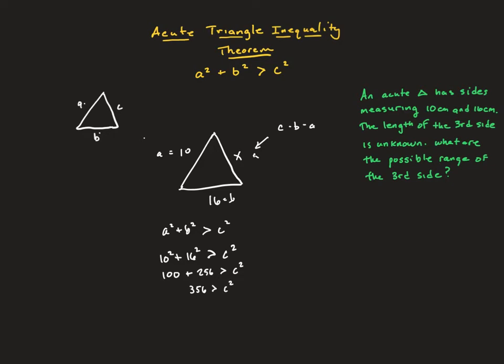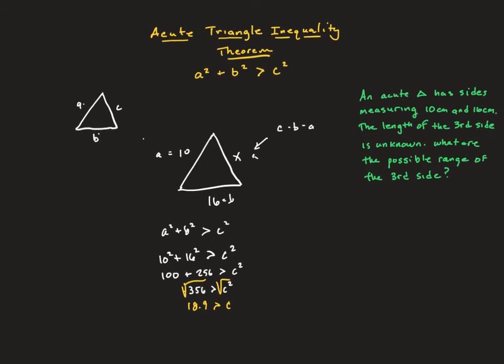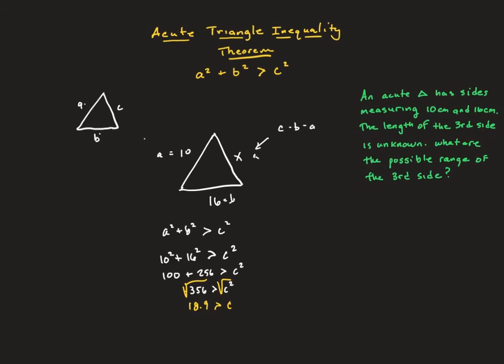I'm going to find the square root of both sides so I can figure out what that side length is. So C, the square root of 356, is roughly 18.9. So that is one option. It could be 18.9.